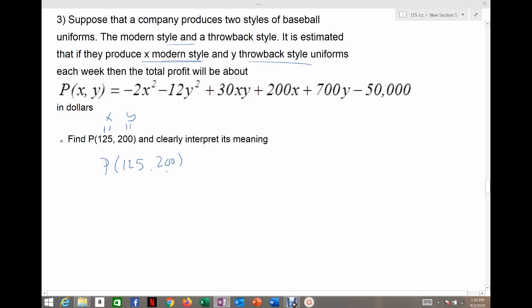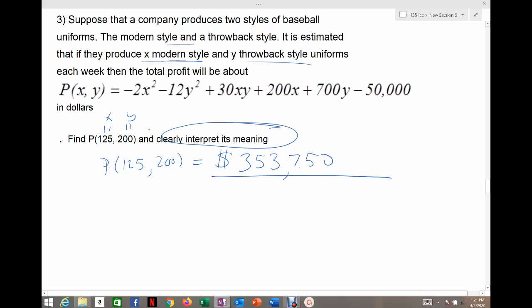And so you just make sure you're really careful. There's a lot of parts here. Make sure at the X part you plug in 125. The Y parts, make sure you plug in 200. And when you write it out, it's a dollar amount. The biggest thing about this is these equations are complex, so make sure you're very, very careful when you're plugging it into the calculator. So when I plug it in, I get 353,750. And then what does it mean?